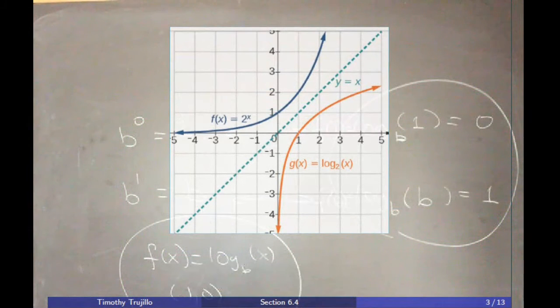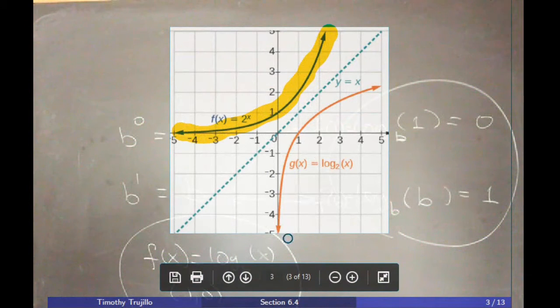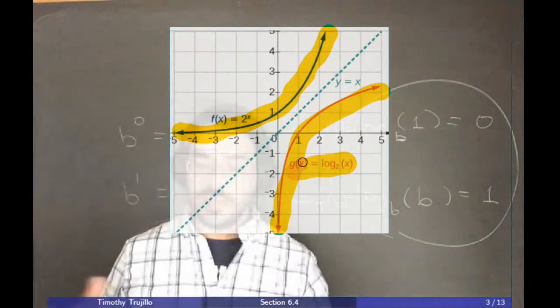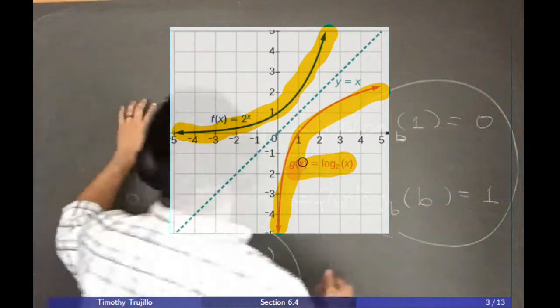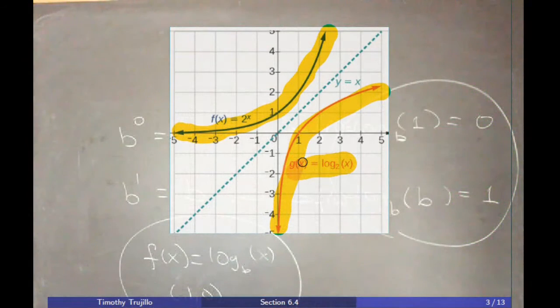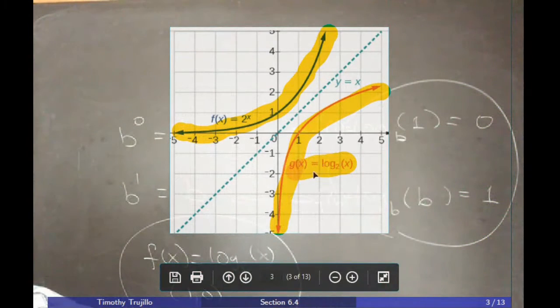Here again is what we're doing. Just a reminder, we started with an exponential function. In this case, b is 2, so it was increasing. It passed the horizontal line test, and we reflected it along the line y equals x, and we got this new function over here that passed the vertical line test. We defined it to be the logarithmic function, and that's what we were doing last time. Anytime we were converting back and forth between exponential form and logarithmic form, we were jumping back and forth between these two graphs. In a sense, we were defining exactly what it means to compute a logarithm.